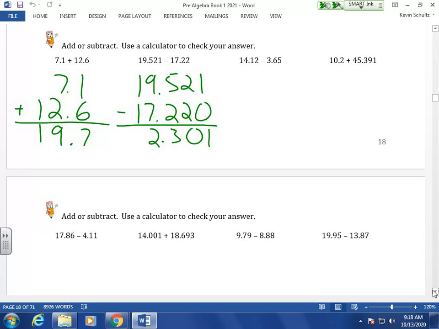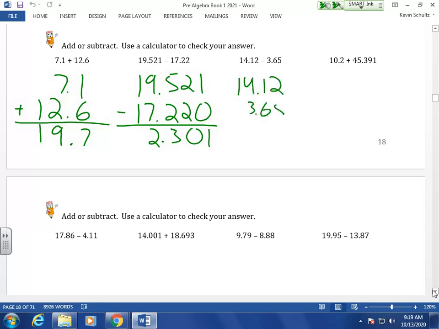Okay? So not as much to think about as with integers. Okay? A little more straightforward. But if you don't get those place values lined up, you'll find yourself in some trouble. Any of the other 6 that you want to talk about? We'll do one more together if folks want to. No? Okay. Let's do the next one then.